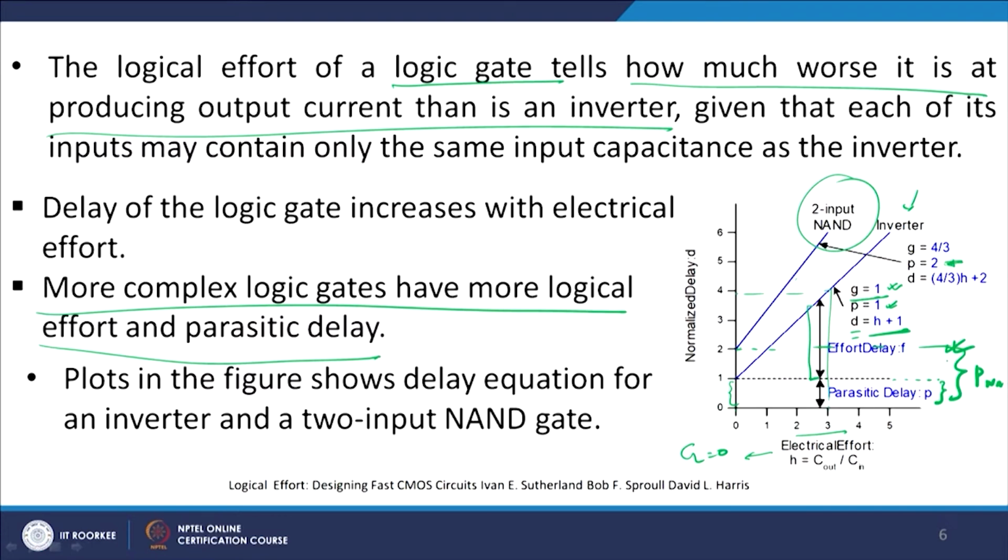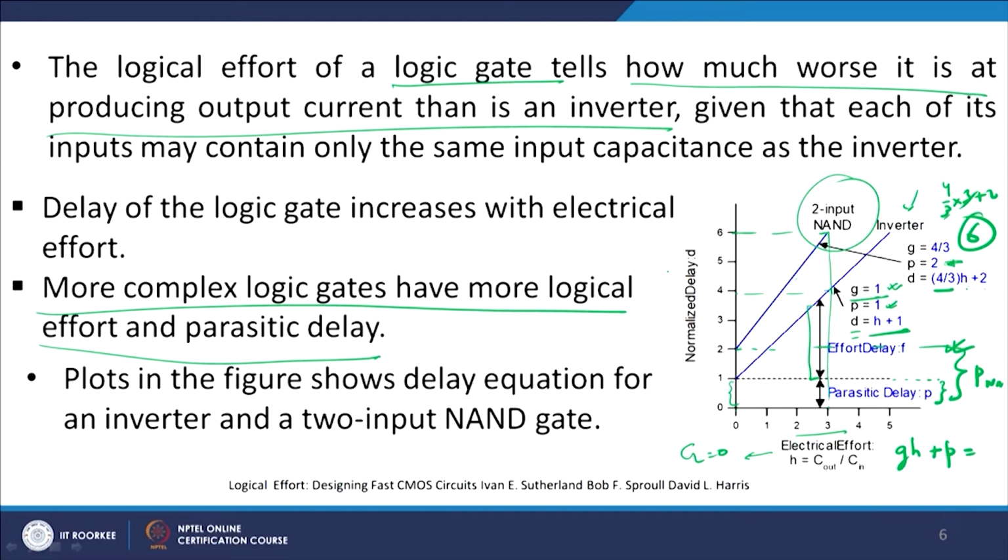The formula is G times H plus the parasitic delay, which is your total delay. So, you see 4 by 3 into H plus 2, right, where H is your electrical effort. So, if you are plotting somewhere here, let us suppose, then here H equals 3, 4 by 3 into 3 plus 2 is equal to 6. So, normalized delay is approximately equal to 6, fine. How we got 4 by 3 for G, we will see in the next subsequent slide. So, I get this for a 2 input NAND gate.